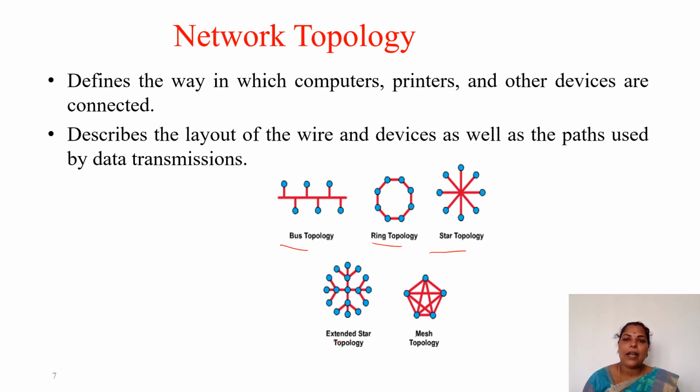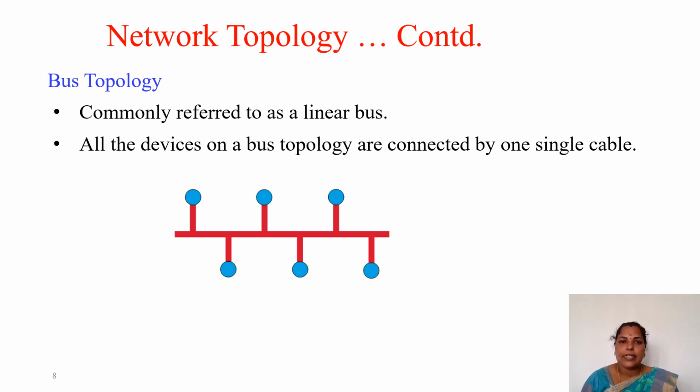So let us see all the topologies one by one. First is the bus topology. It is commonly referred to as a linear bus. Why is it called bus topology? All the devices on the bus topology are connected by a single cable line. Here we have the main cable line, and in the main cable line, each and every computer is connected as a single node. Just like entering a bus, we are utilizing the link. That's it. So this is the bus topology, called a linear bus topology.